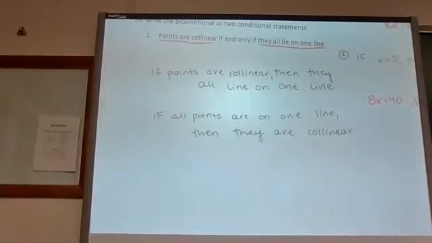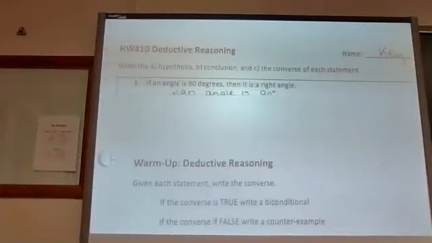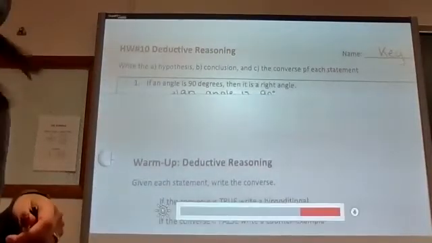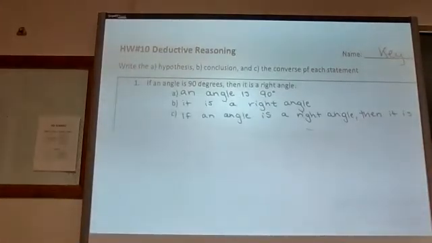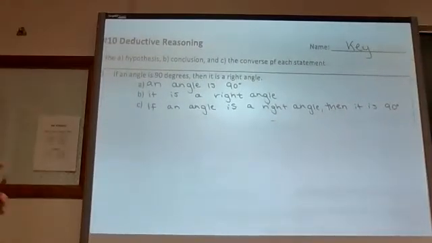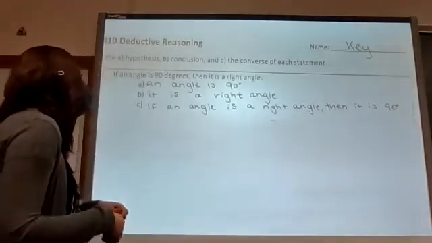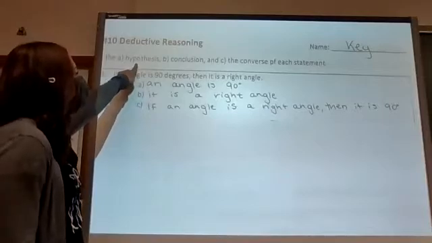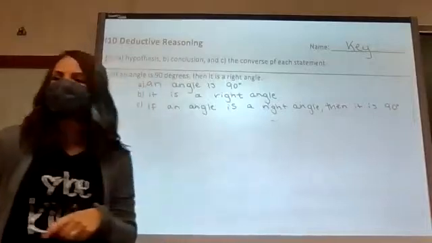Okay, let's talk about our homework. So you had homework number 10, also on deductive reasoning on these if-thens. Homework number 10. Find that. So on the first couple problems, it didn't ask you to state whether, you didn't have to do a counterexample or a biconditional, but you did want to go through and identify what's your hypothesis, what's your conclusion, and then write the converse of each statement.